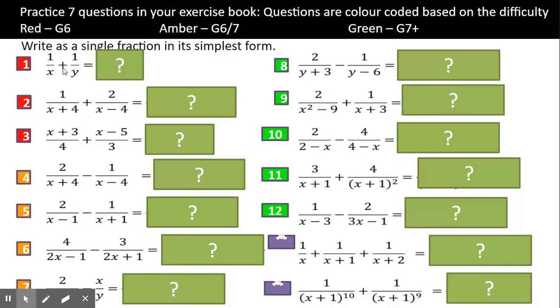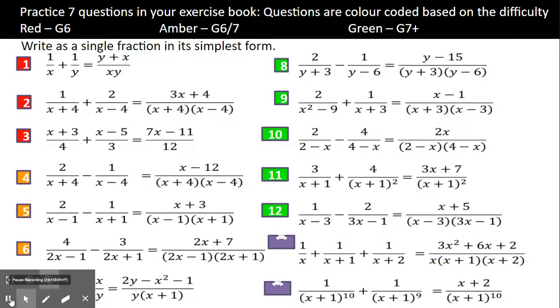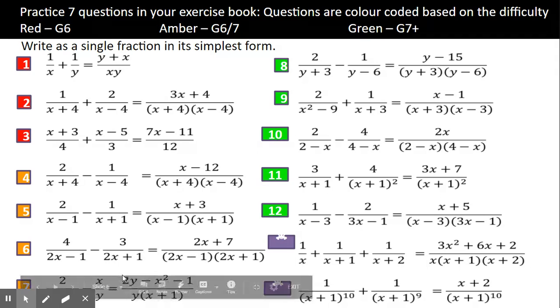Please press pause now and attempt the 7 questions in your exercise book or paper. Once completed, press play and check your answers. Here are the answers. I repeat, the answers are in slide 7 for your reference.